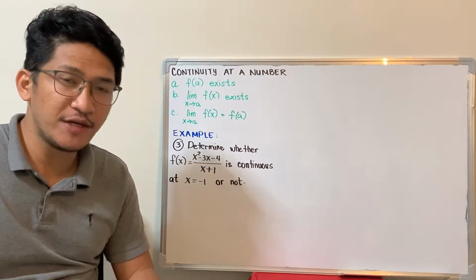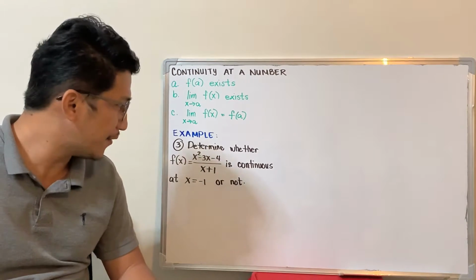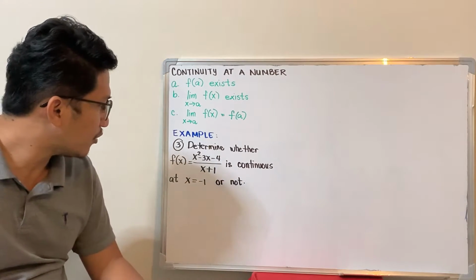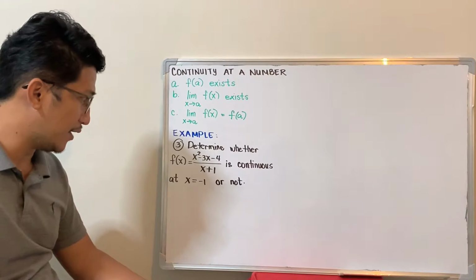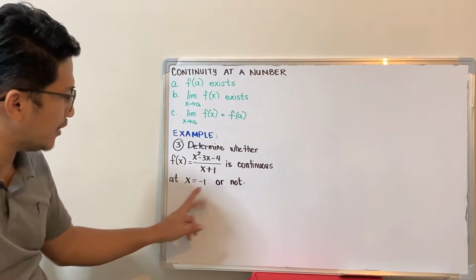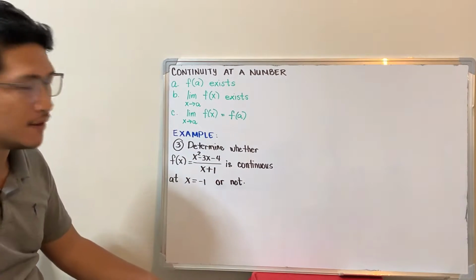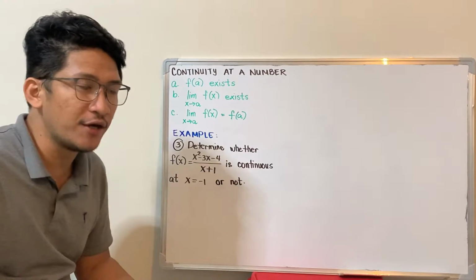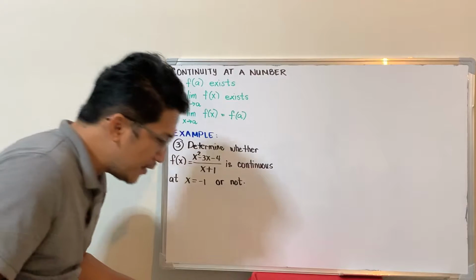In the previous videos, we had some examples. And so we have here another function, x squared minus 3x minus 4 all over x plus 1, checking if the function is continuous at x equals negative 1 or not. Okay, so I encourage you to watch the previous videos before continuing here para mas makarelate mo, no?